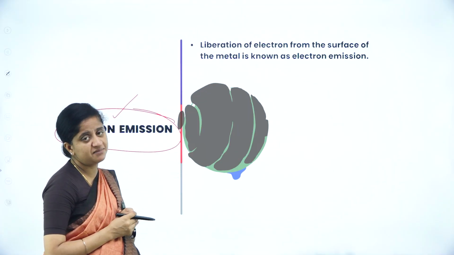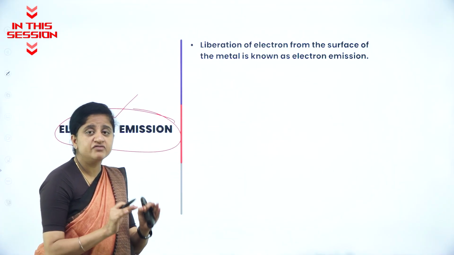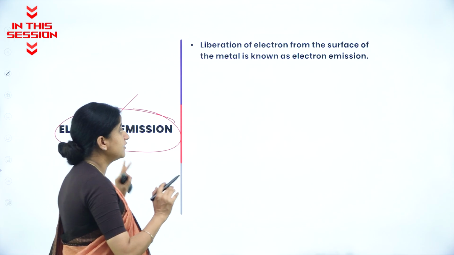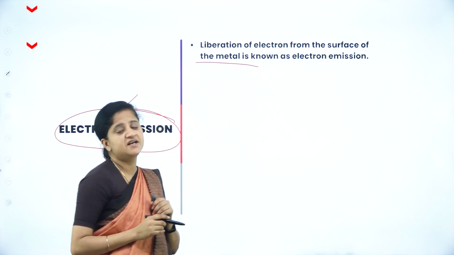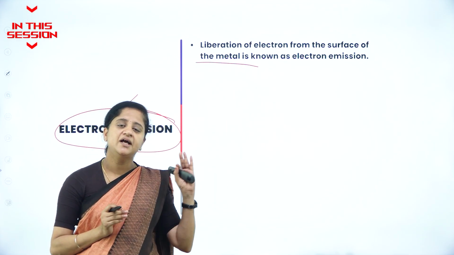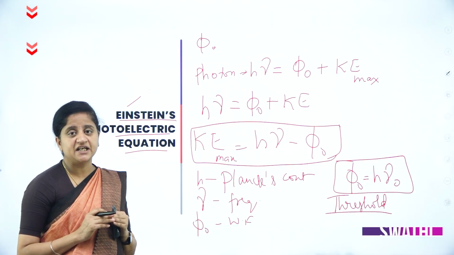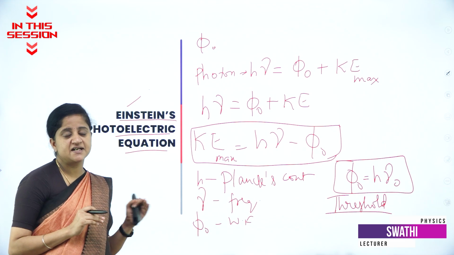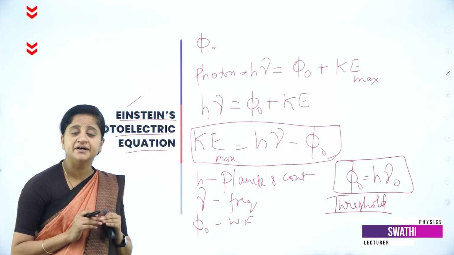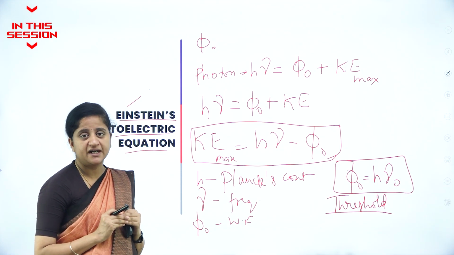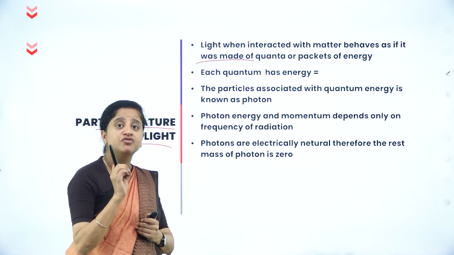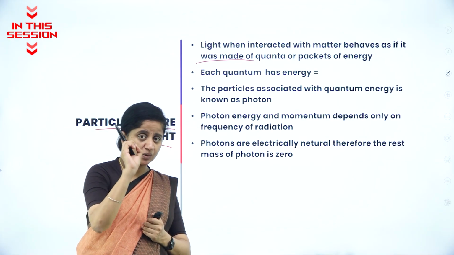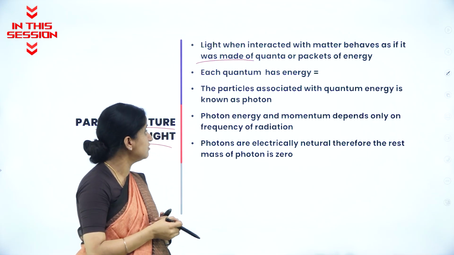What is an electron emission? It is the process of liberation of electrons from the metal surface is called as electron emission. The maximum kinetic energy of the photoelectrons depends on the frequency of incident radiation, but it is independent of the intensity of radiation. Light is made up of photons, which are nothing but quanta, which means small packets of energy.